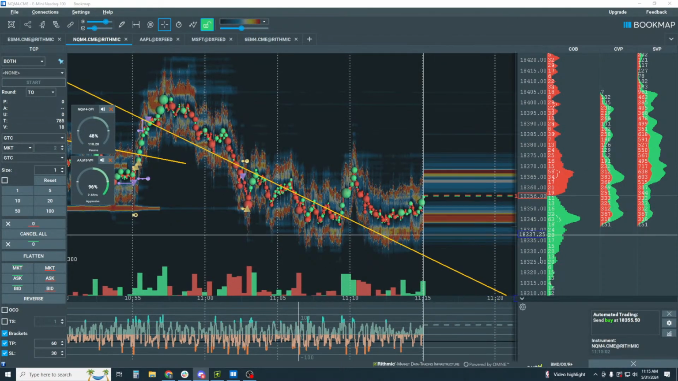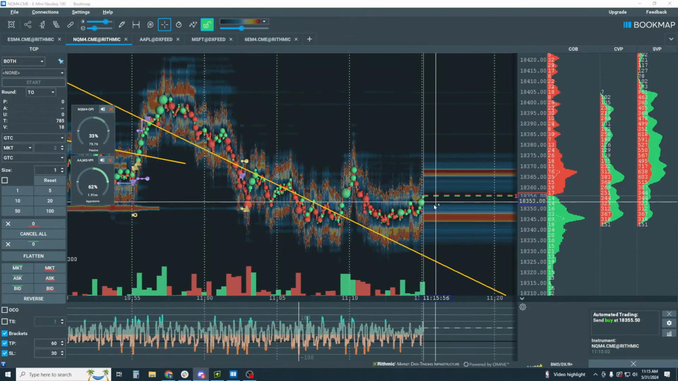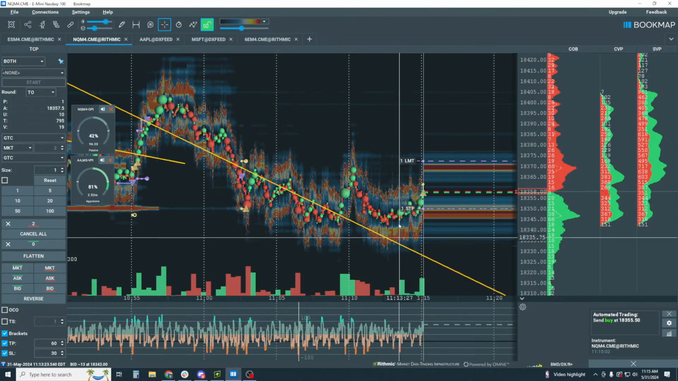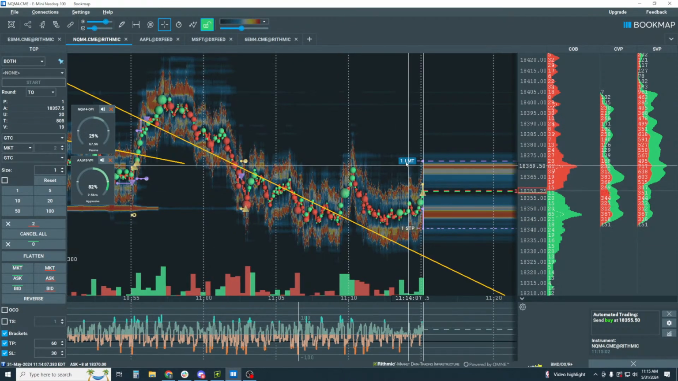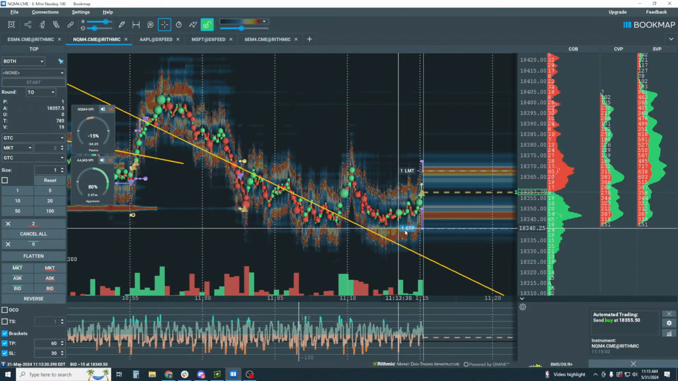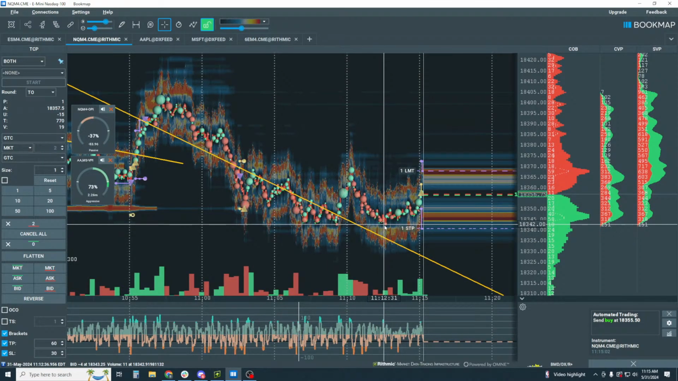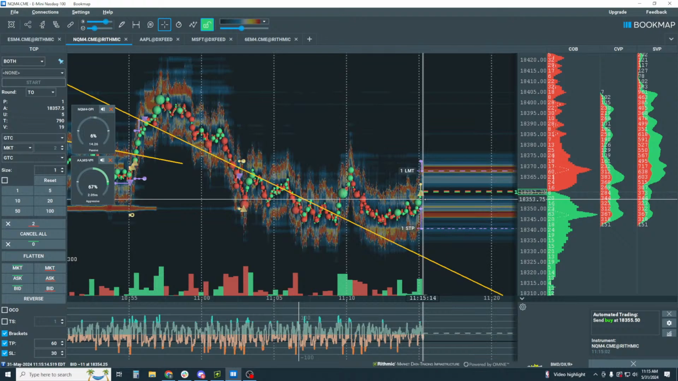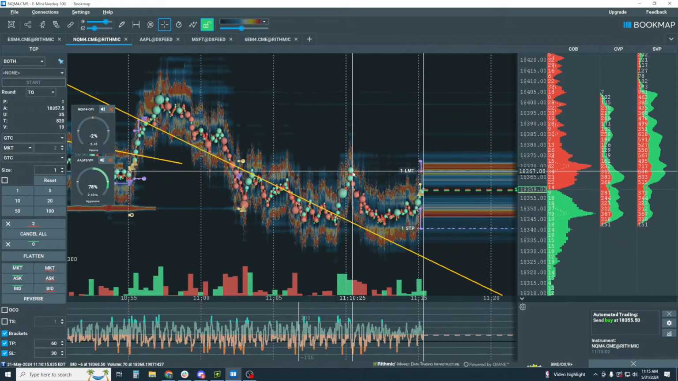Okay, so let's see if we get here. We just got a buy, right? Okay, yep. All right, let's go for it. Right, I'm looking for a move to the top of the range here, and my stop I just moved to the bottom of the range here. Okay, I'm looking for momentum up to the top of the range.